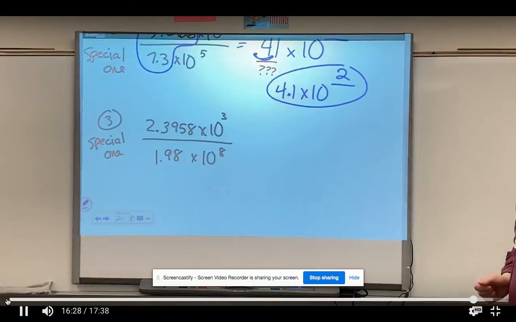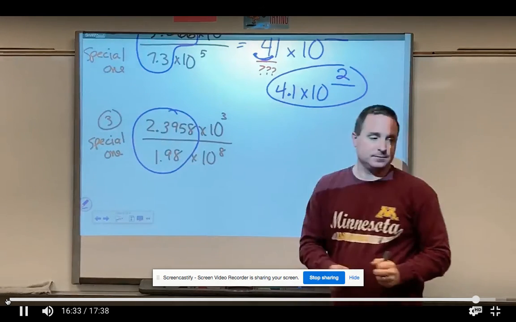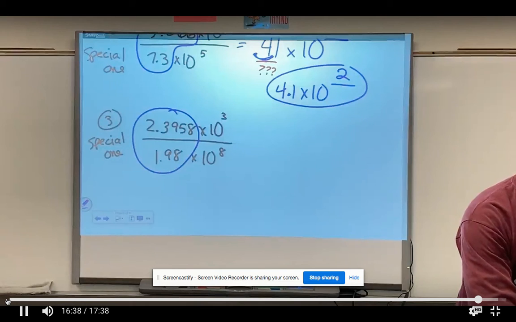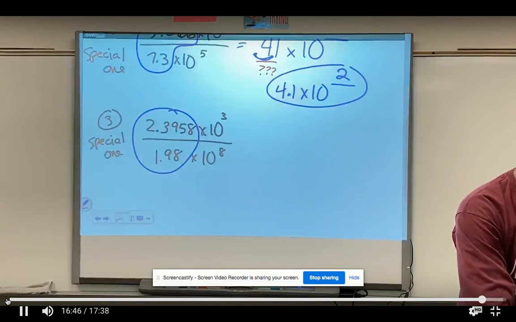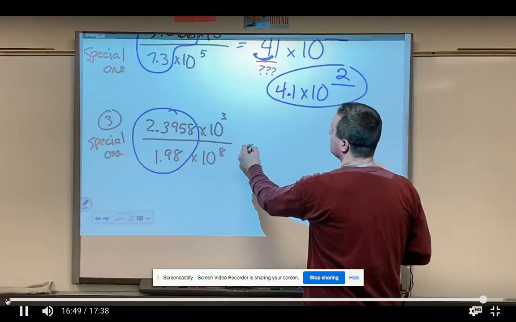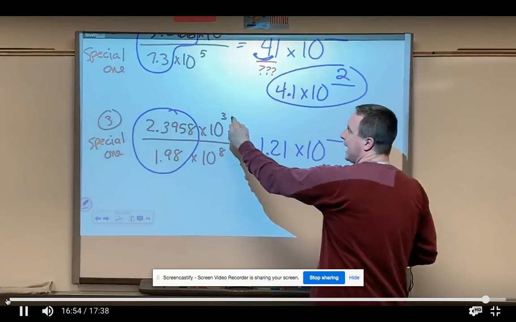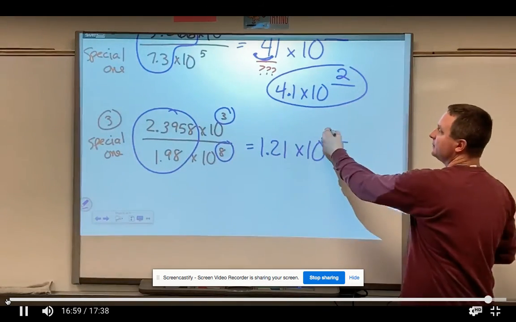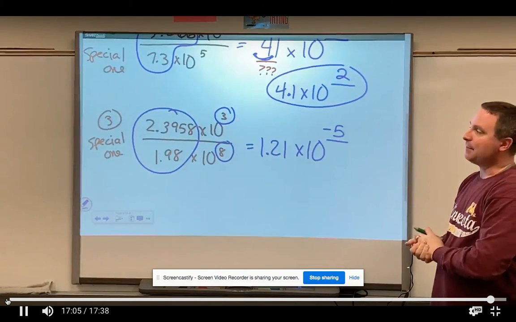Okay, here's one last one I have for us. Okay, let's divide these numbers. So I have 2.3958. Oops. 2.3958 divided by 1.98. And I get 1.21. And if I subtract these, 3 minus 8 is negative 5. Okay? Again, top minus bottom.